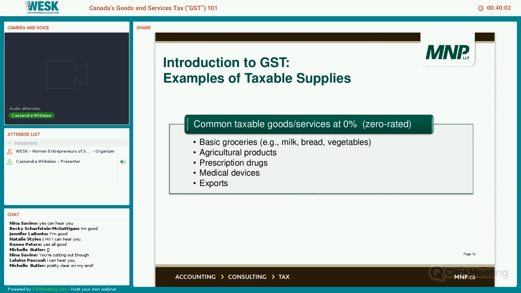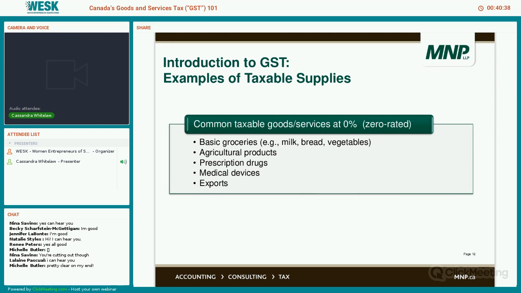So I mentioned zero-rated supplies. These supplies will be taxed at 0%, meaning that your customer doesn't pay GST, but you can claim any GST that you've paid on the inputs. Probably the most common example of this is basic groceries. If you've ever looked at your grocery bill, you'll notice that things like your milk and your bread won't have GST applied, but if you've bought something else like a pair of socks, then they will apply GST. That's because basic groceries are zero rated. Agricultural products are also zero rated, as well as prescription drugs and medical devices.